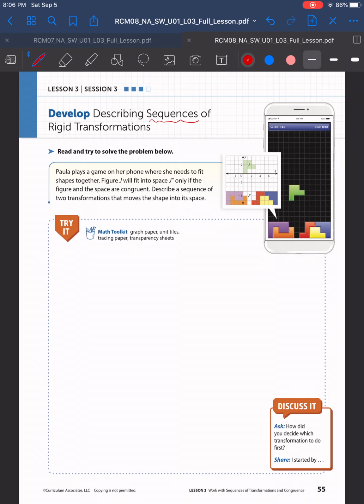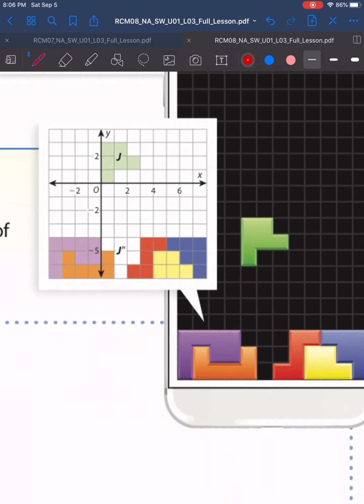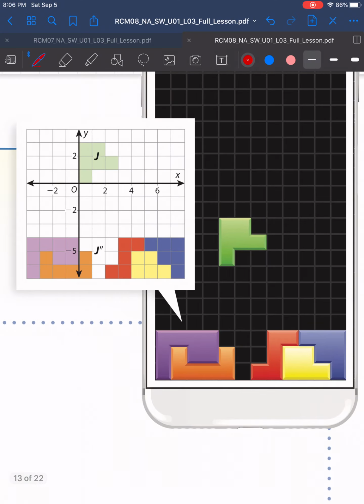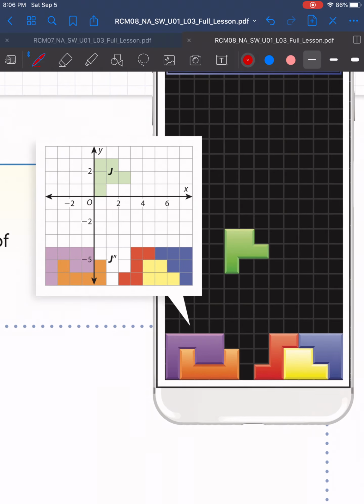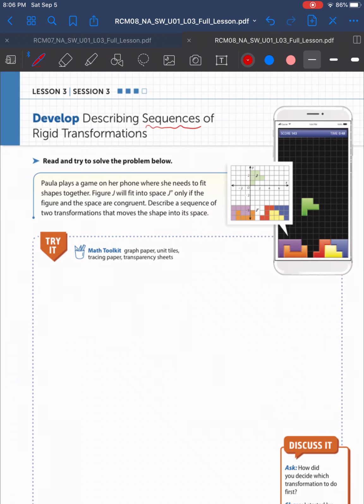Now, I was excited when I saw this because I love the game Tetris. If you've ever played Tetris, you can move the shape, you can rotate it, you can move it left and right, and then you can move it down so that it lands quicker. I played Tetris all the time when I was a kid, and I never even thought that it was a math game, but it is. So during Tetris, basically, you're just doing a sequence of rigid transformations.